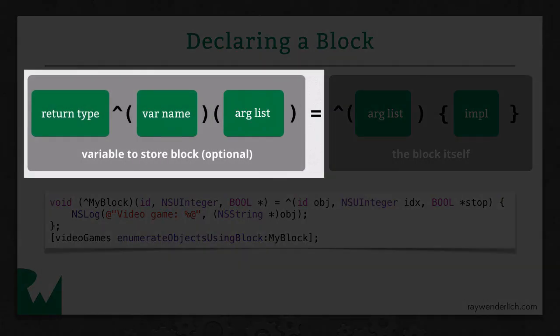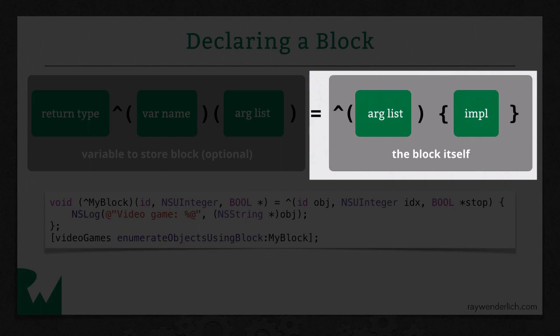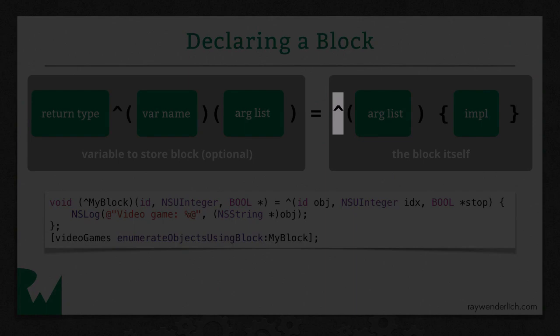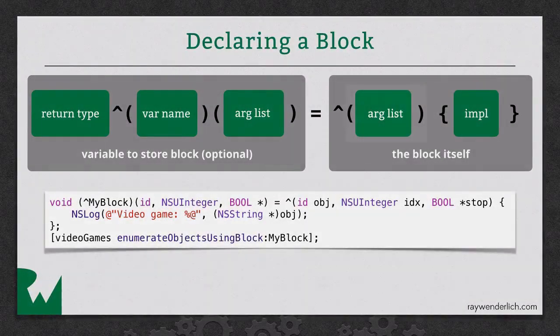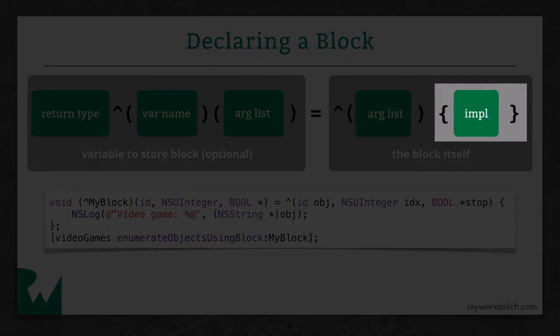Then you say equals. The left-hand side, you can think of as declaring the type of the variable. And the part on the right is defining the actual function. To define the actual function, you give the caret again to say, hey, this is a block. The list of arguments, same as before, but this time you do have to give them argument names. And then finally, in braces, you give your method implementation just like you normally would.